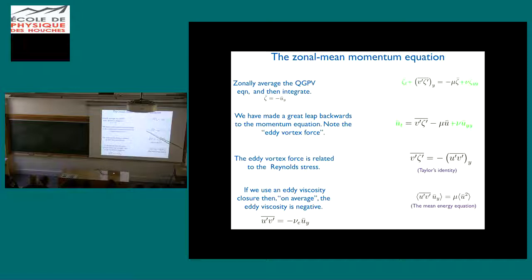And then if you look at the mean energy equation, which you'd get by multiplying by U bar, you can see the anti-frictional effect, that the Reynolds stresses have the wrong sign to be consistent with a positive eddy viscosity. So once again, I'm just not convinced that using eddy viscosities for momentum or Taylor diffusivities for potential vorticity is at all useful.